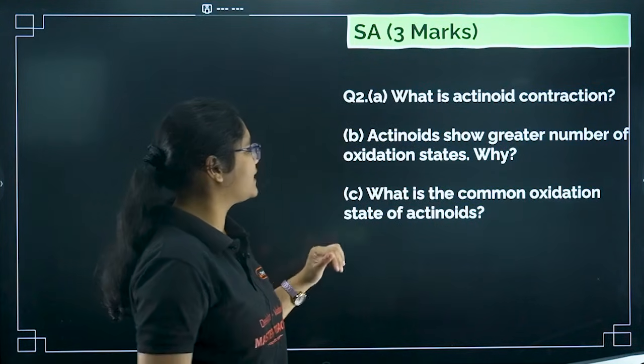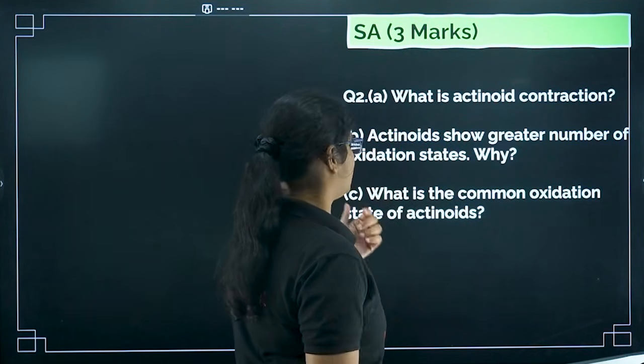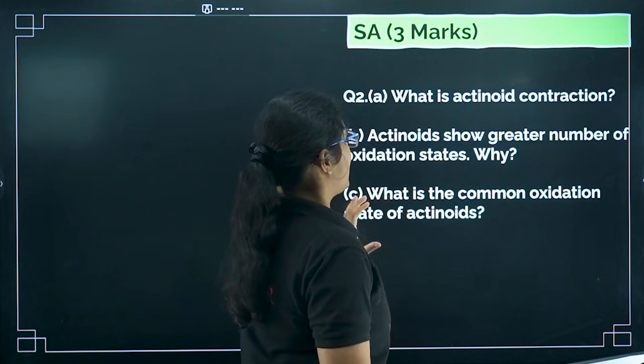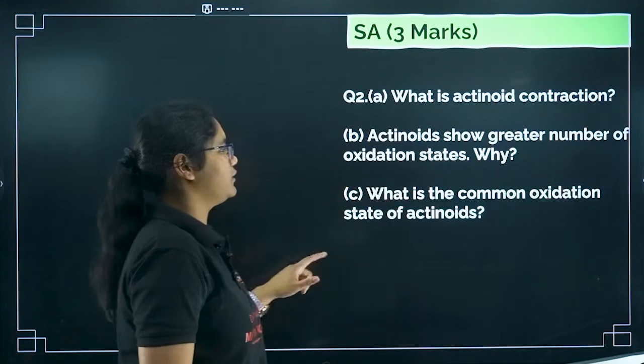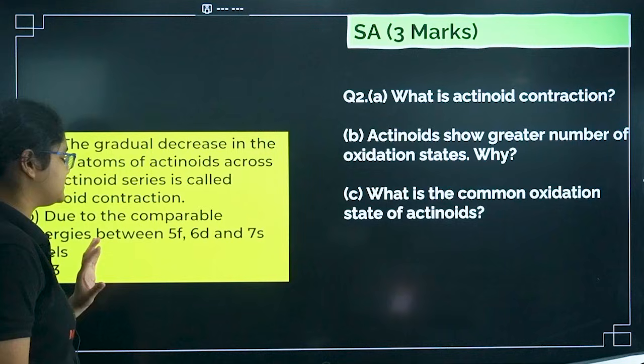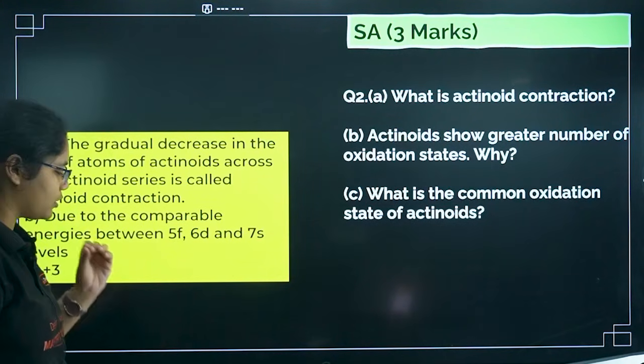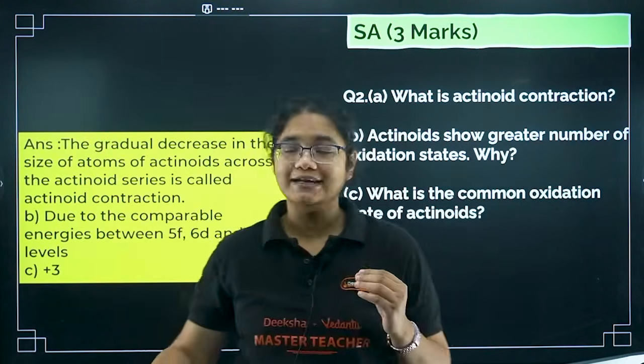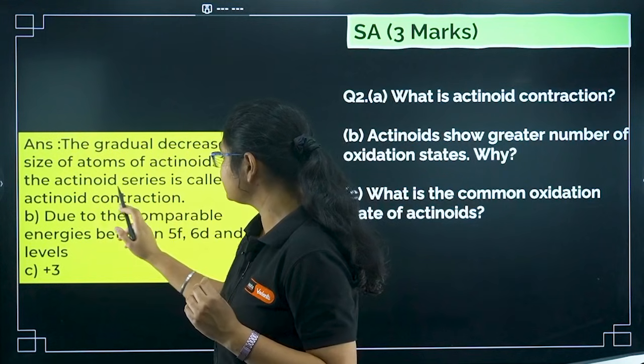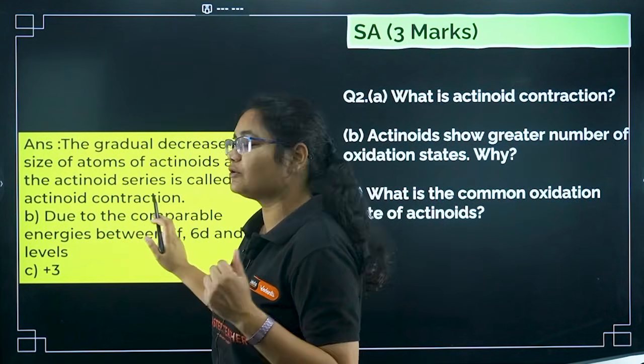Next question is, what is actinoid contraction? Actinoids show greater number of oxidation states. Why? And what is the common oxidation state of actinoids? So actinoid contraction is same as lanthanoid contraction. The only thing is the orbital will change here. So the steady decrease in the size of the actinoids across the actinoid series is called actinoid contraction.